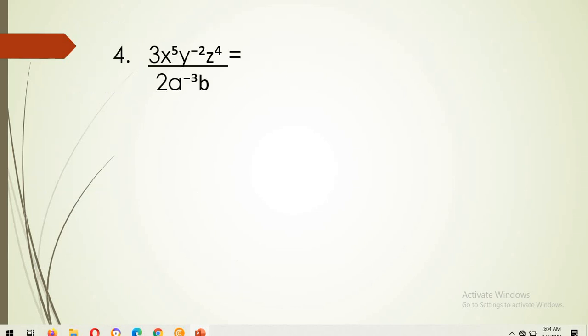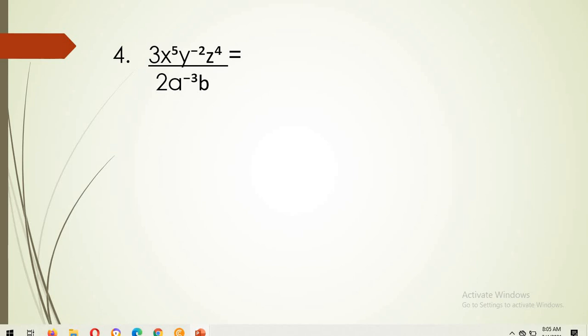Next is 3x raised to 5, y raised to negative 2, and c raised to 4 over 2a raised to negative 3b. Now, kung mapapansin nyo, meron tayong negative sa numerator, meron din tayong negative sa denominator. Doon sa numerator, yung y raised to negative 2, i-inverse mo siya. Ganon din ang gagawin mo doon sa nasa denominator na a raised to negative 3. Basta lahat ng positive, intact lang sila sa mga position nila. Doon lang sila, hindi mo na sila gagalawin.